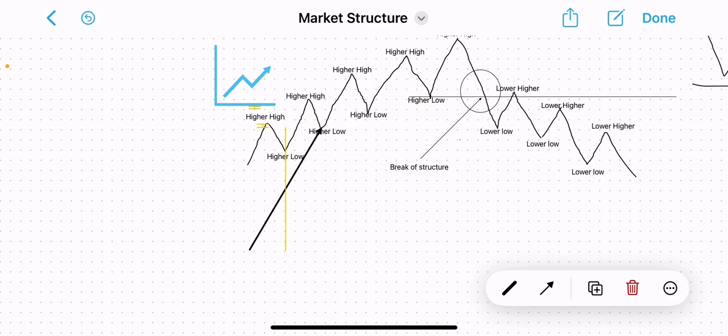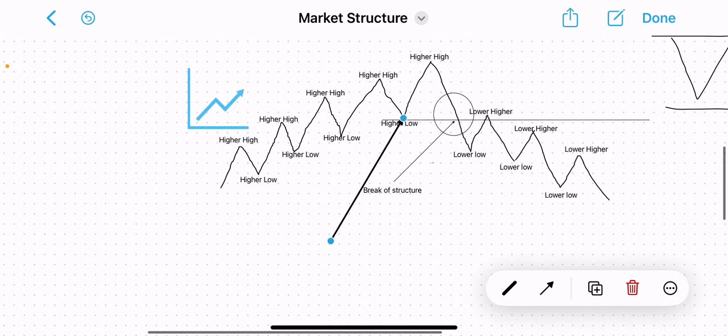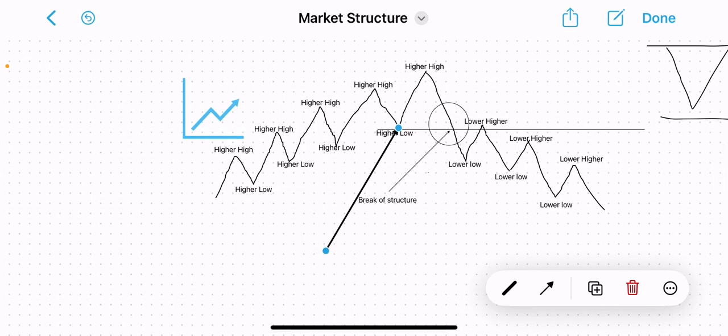Then it created another higher high, and then it came back to retest here. We might have an order block here. Then it came back to retest that order block, and then it went up again to create a new higher high, and then a new higher low. So this is what defines an uptrend, a trending market that is on the upside.